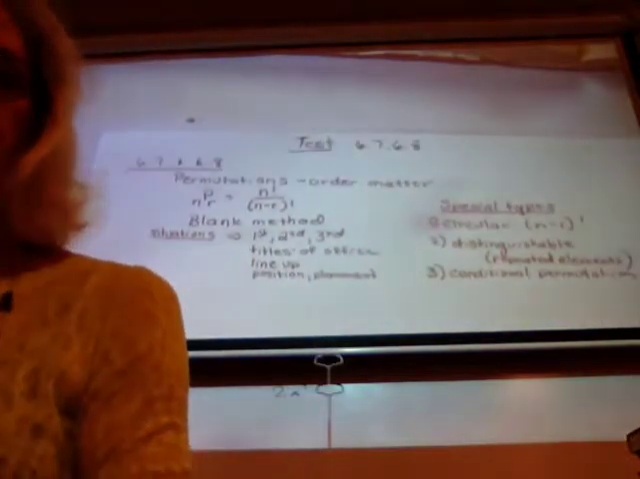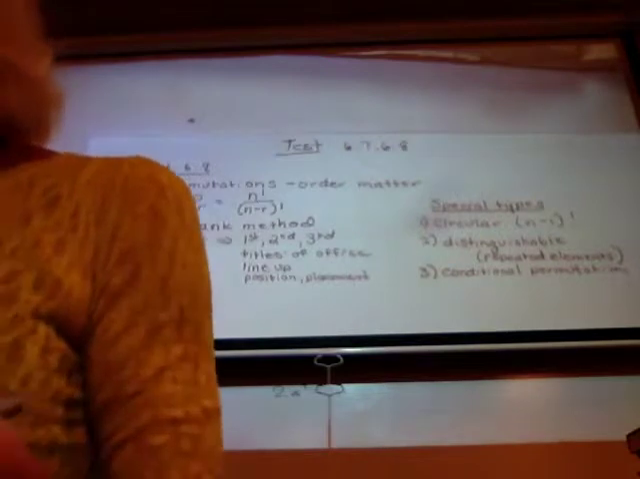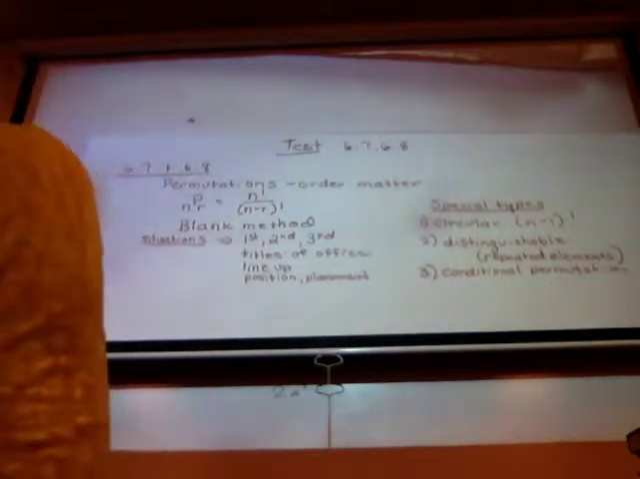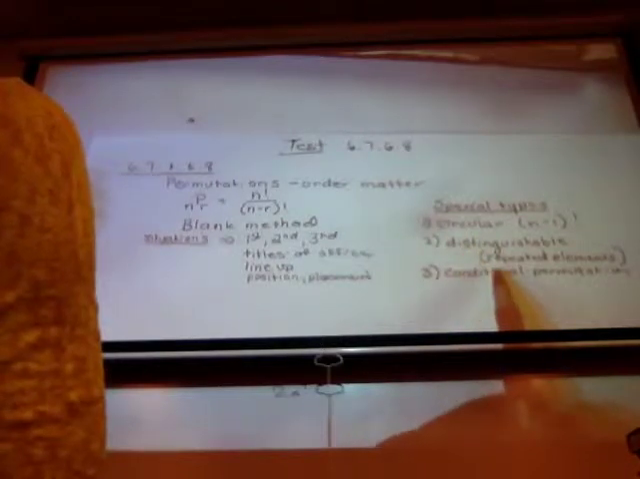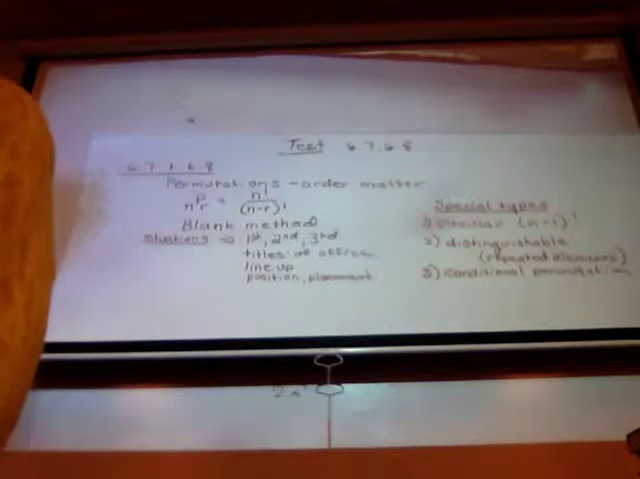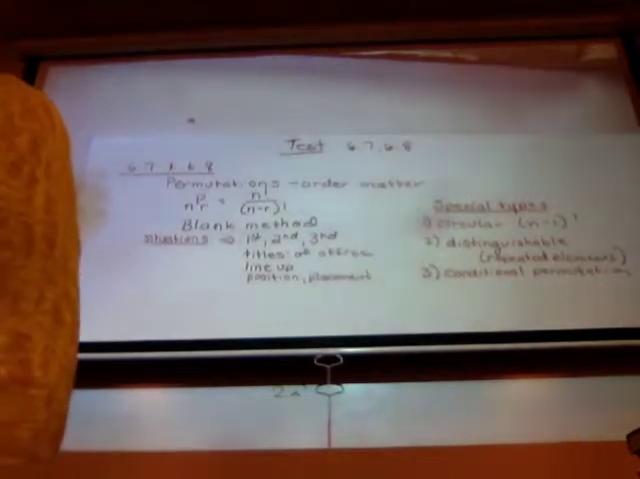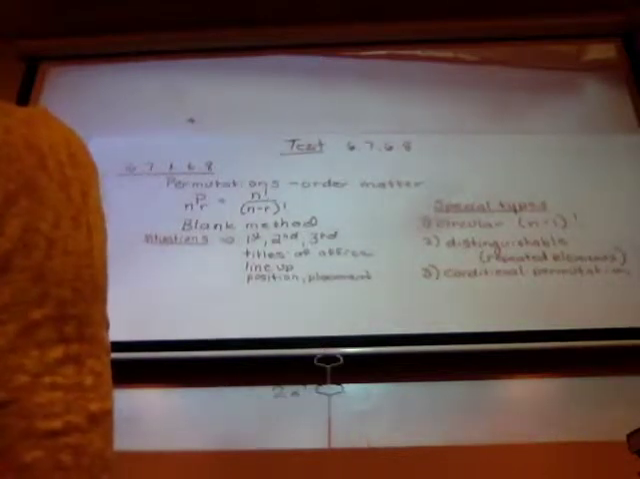Okay, this is just a review. I've already put the permutations for the test. So the three special types are circular, distinguishable repeated elements, and conditional permutations, and that's about everything we have on permutations, right? Well, what else, though, as far as factorial, that a lot of you missed on the quiz?